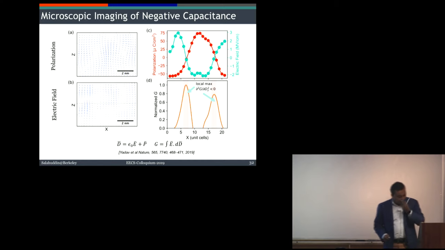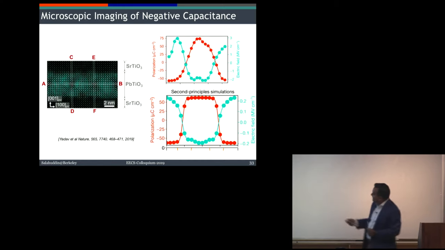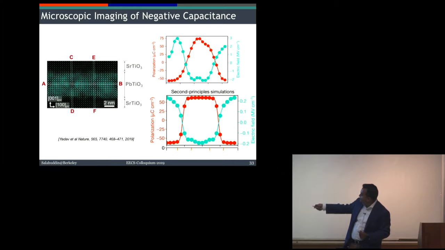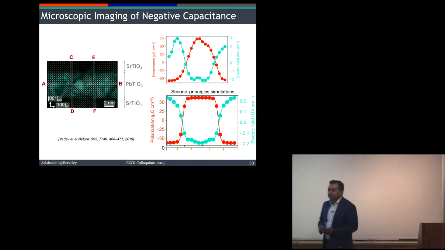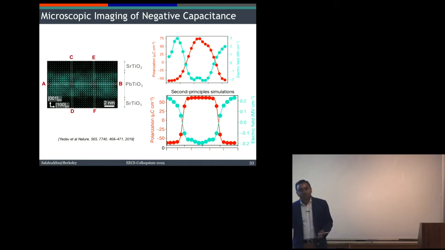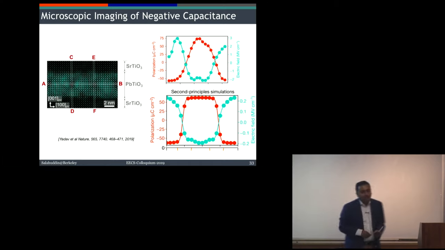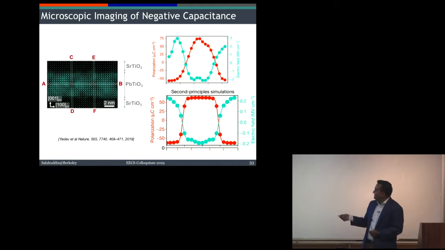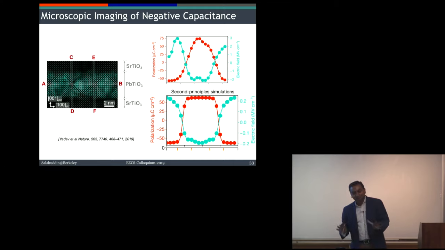Okay, and the satisfying thing for us was that this is our measured polarization and electric field along a line here, and this is a DFT plus Poisson's equation calculation with unit cell resolution, which actually showed us exactly similar behavior. So this told us that we are not only imaging this microscopically, we actually have a microscopic understanding of what's going on in these systems. Okay, so at this point, as an academic, I can just stop and move on, because I can say, okay, I had an exotic theory, I have imaged it, I have proved it, I see capacitance enhancement, and that's it.